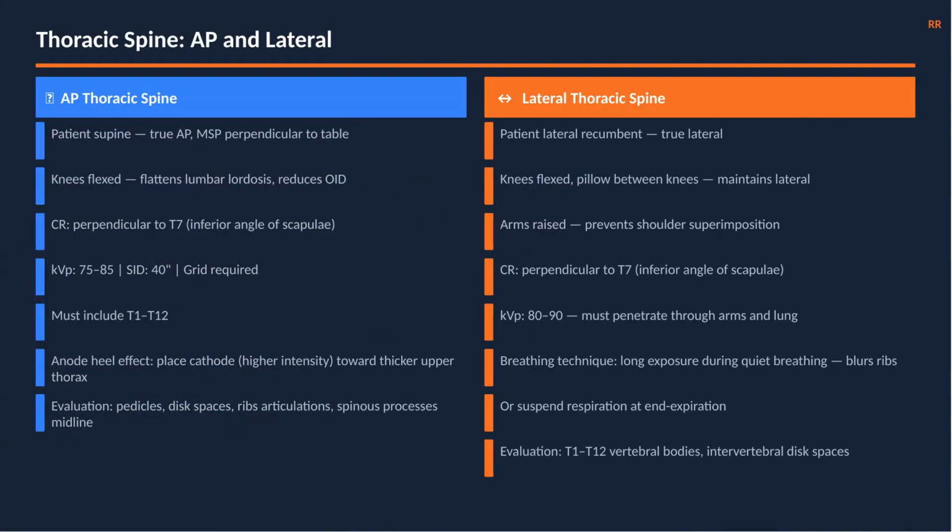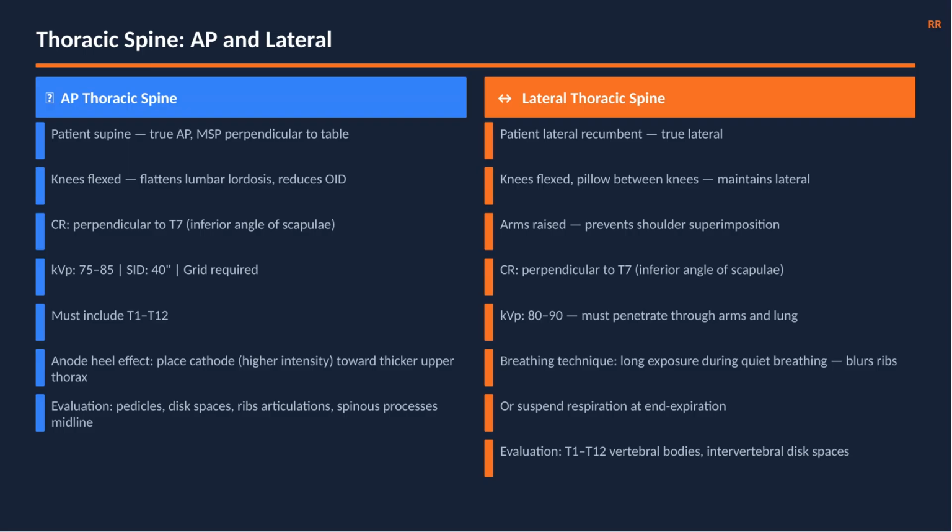AP thoracic spine. Patient supine, true AP, mid-sagittal plane perpendicular. Knees flexed. This flattens the lumbar lordosis and reduces the OID of the upper thoracic vertebrae. CR, perpendicular to T7 at the level of the inferior angle of the scapulae. KVP, 70 to 80. SID, 40 inches. Grid required. The anode heel effect is actively used here.